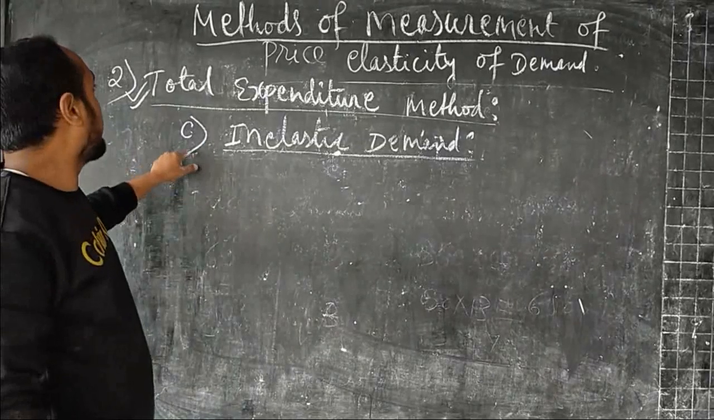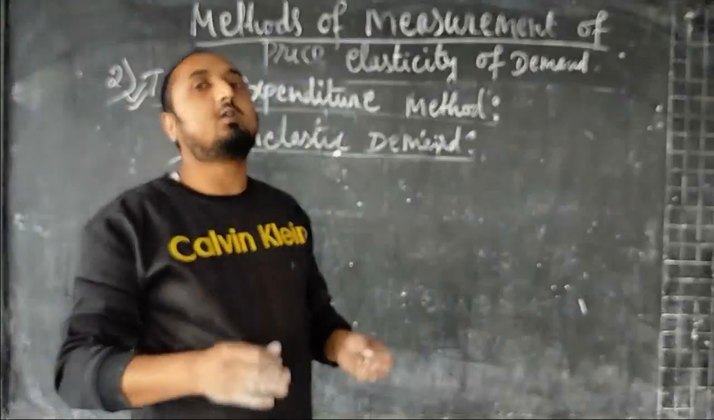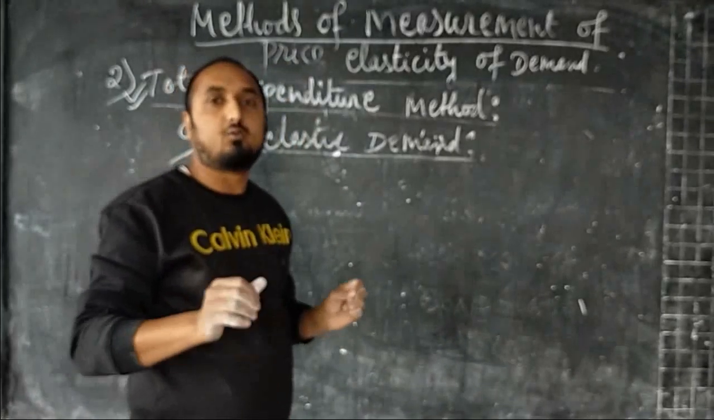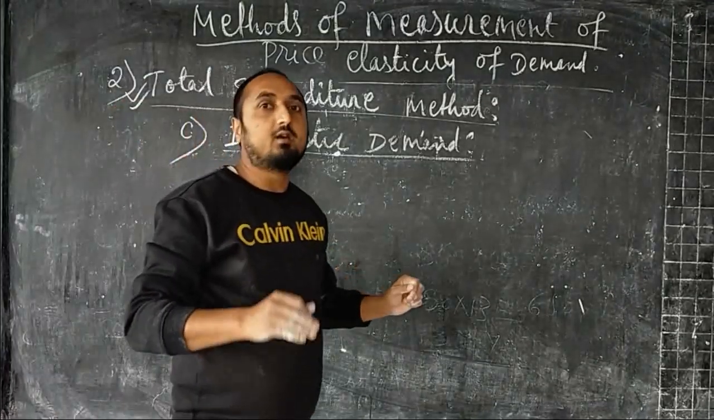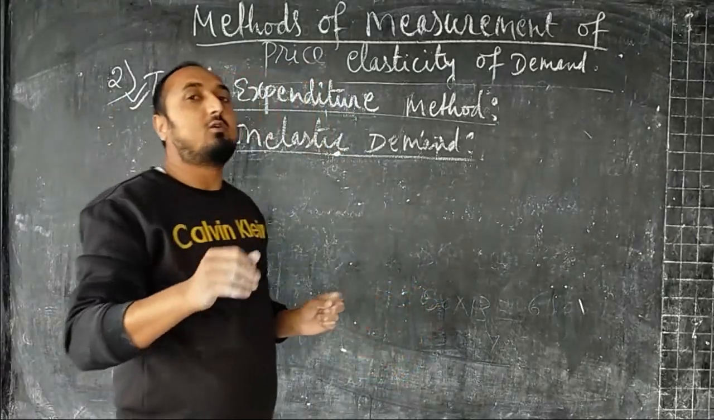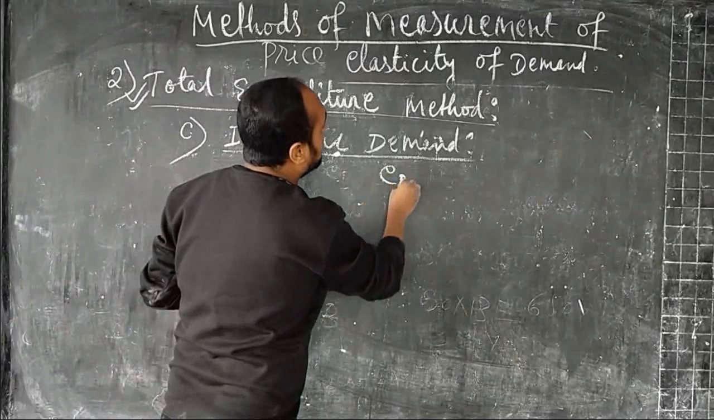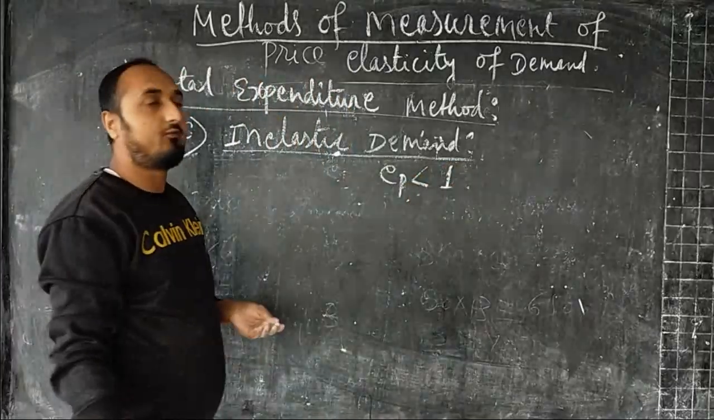The last one we have is inelastic demand. When a fall in price of a commodity reduces the total expenditure, once again listen, when a fall in price of a commodity reduces the total expenditure, then the value of elasticity of demand will be less than 1, EP less than 1. This can also be explained with the help of one example.